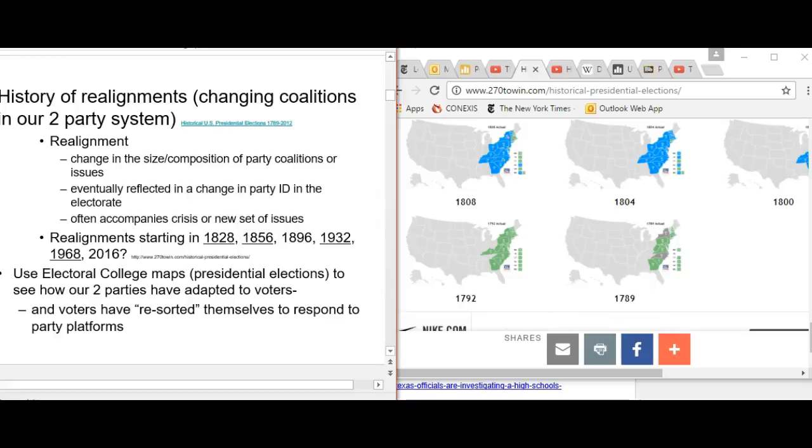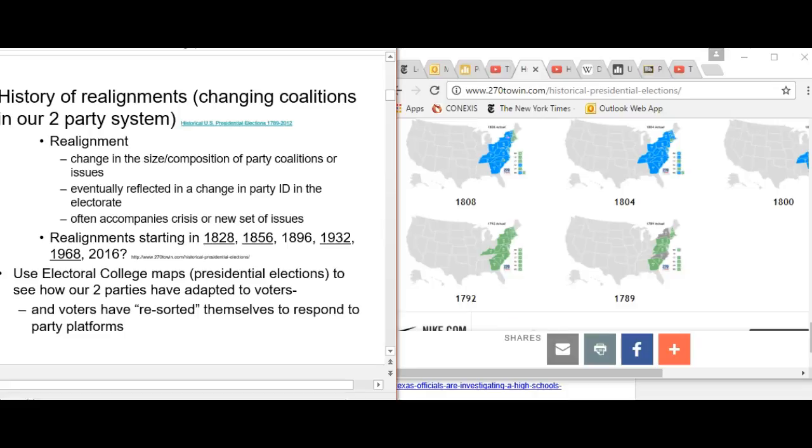Part of understanding a two-party system is understanding how coalitions within the two-party system can change over time. We call those changes realignments, when large groups of voters change their party identification based on new interests that have emerged, maybe a new issue or crisis emerges, and voters become interested in different kinds of questions.